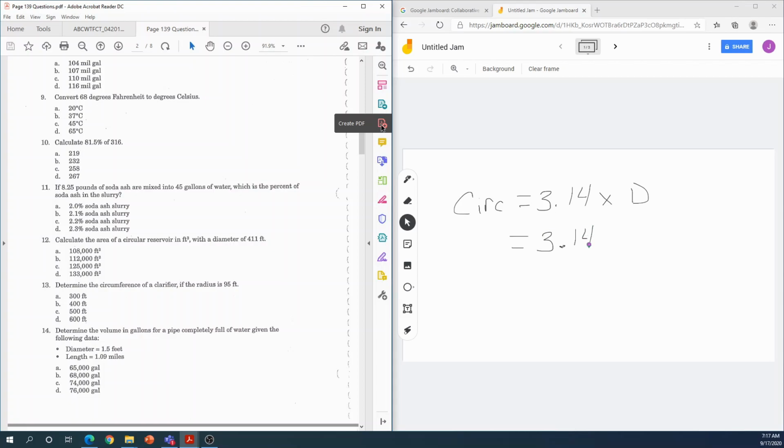our radius is 95 feet, so we have to take 95 feet times 2 in order to get our diameter. Going back to order of operations, we'll do parentheses first, so 95 times 2 times our 3.14. And this will give us 596 feet, which is D, rounds up to be 600 feet.